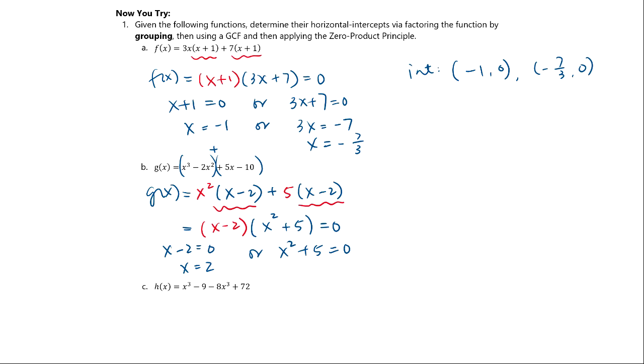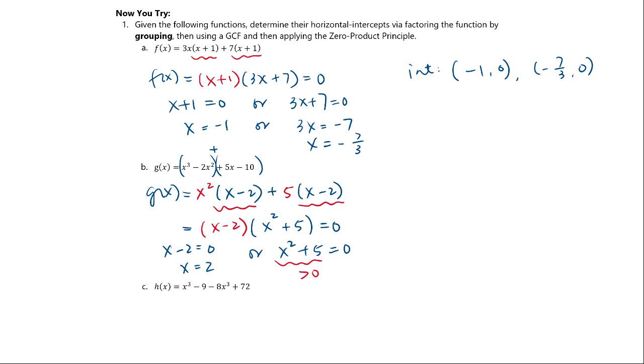We say if we square a number, we should get a non-negative number. And if we add 5 to it, we should expect to get a positive number. So no matter what x squared value is going to be, we should expect x squared plus 5 to be greater than 0. And in this case, we're wanting it to be equal to 0, and that could never happen.